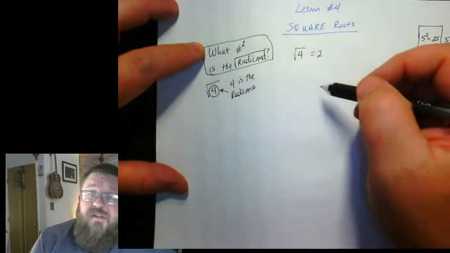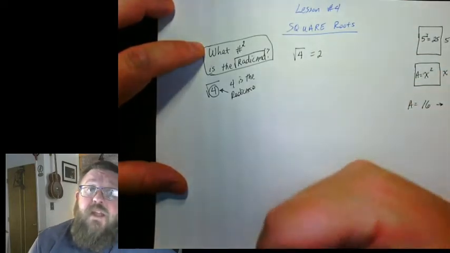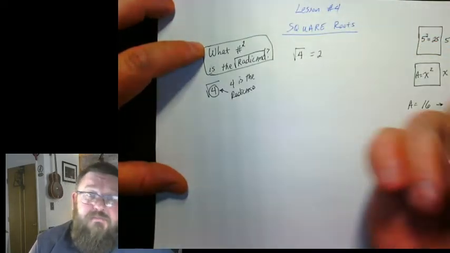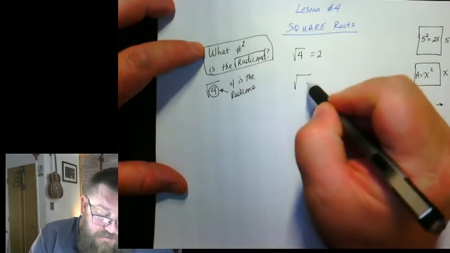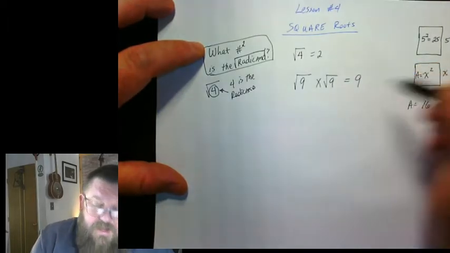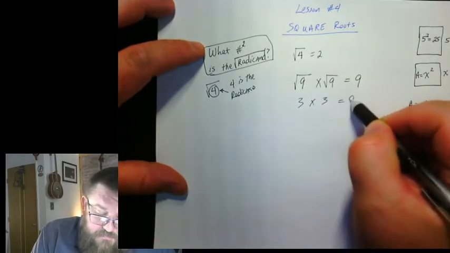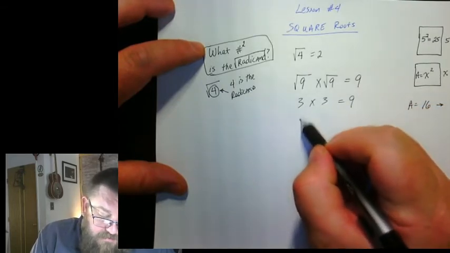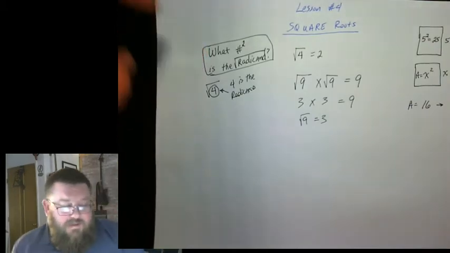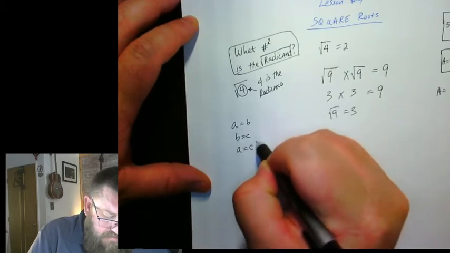Now, square root numbers have a special property. If you take a square root number and you square it, you multiply it by itself, what you end up with, the product, is the radicand itself. So for example, if I took the square root of 9 and multiplied it by the square root of 9, it's equal to just 9. True story. 3 times 3 is also 9. That's why the square root of 9 equals 3. It's called the transitive property. If A equals B and B equals C, then doesn't A equal C also?